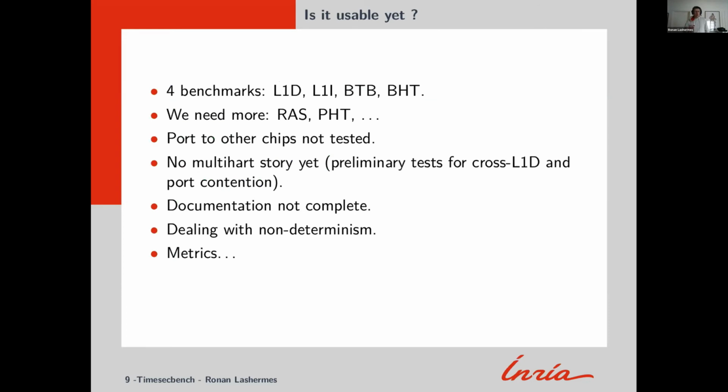So are our benchmarks usable yet? For now, we have 4 benchmarks for L1 data cache, L1 instruction cache, branch target buffer, and branch history table. But we need more, for return address stack or pattern history table, for example. We need to port to other chips. We don't have a multi-art story yet, and it's an interesting thing to do. We have some preliminary tests for cross-art L1D and pocket retention.